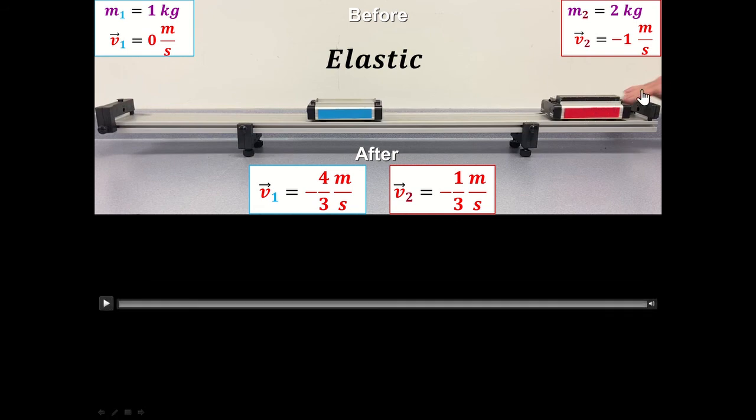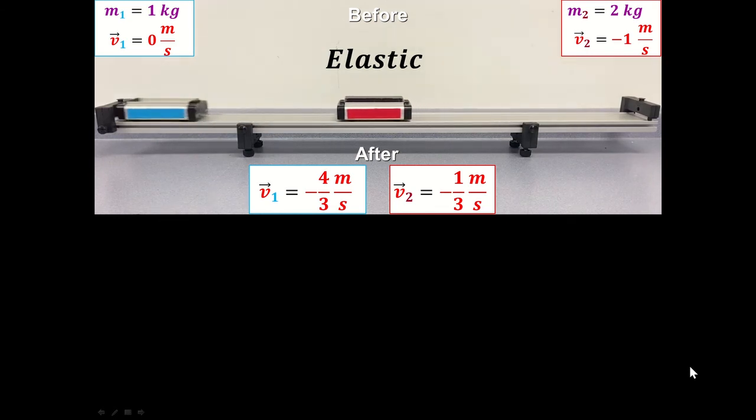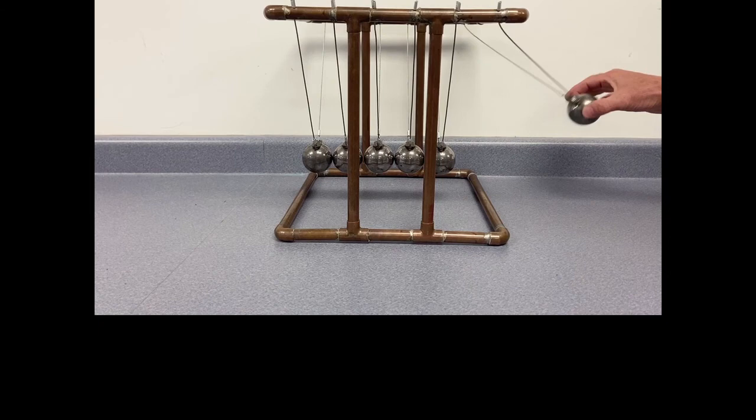So let's see, doing all that crazy math, I find that V1 is going to be going to the left at 4/3 meter per second, and V2 is also going to be going to the left at 1/3 meter per second, which means this is going to be going to the left 4 times faster than that one. Let's check it out. Totally predictable. Isn't that awesome?